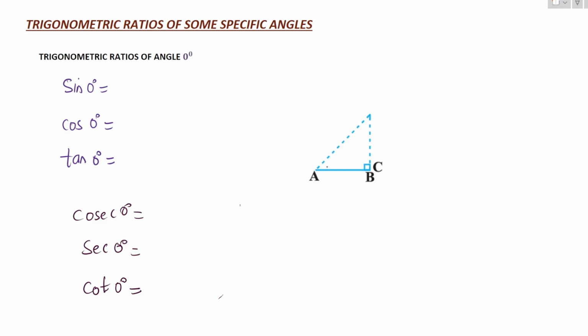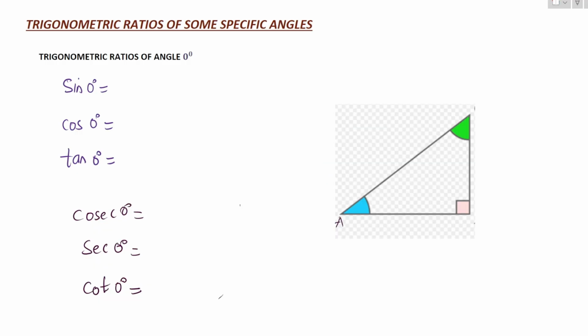Hello everyone, in this video we will see a trick to find trigonometric ratios of some specific angles. We will start with finding trigonometric ratios of angle 0 degree. For that, just remember in right angle triangle ABC, the side opposite to 0 degree you have to take as 0. Why? Because as the angle at A is 0 degree, hypotenuse should lie on AB in order to get 0 degree here. Therefore, we will take the side BC, which is opposite to 0 degree, as 0.